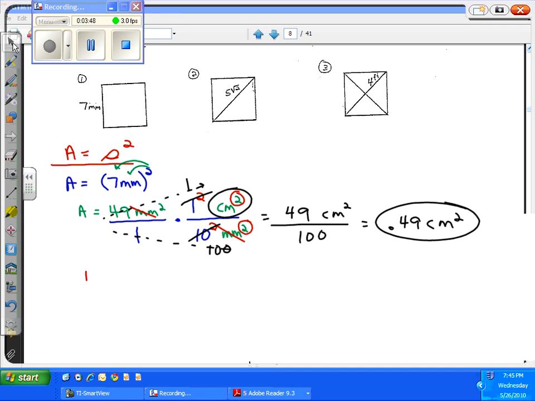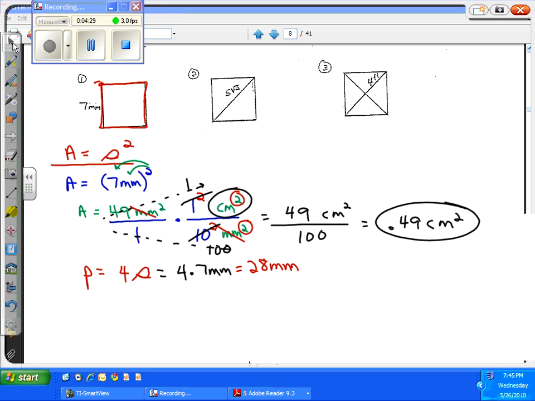Perimeter. The perimeter is the sum of the sides, or the distance around. So it'd be side plus side plus side plus side. S plus S plus S plus S is 4S. So the perimeter is 4S. Each side is 7 millimeters, so we have 4 times 7 millimeters. You're going to multiply the numbers. 4 times 7 is 28. And the name millimeter tags along. So that's the answer to perimeter in millimeters.